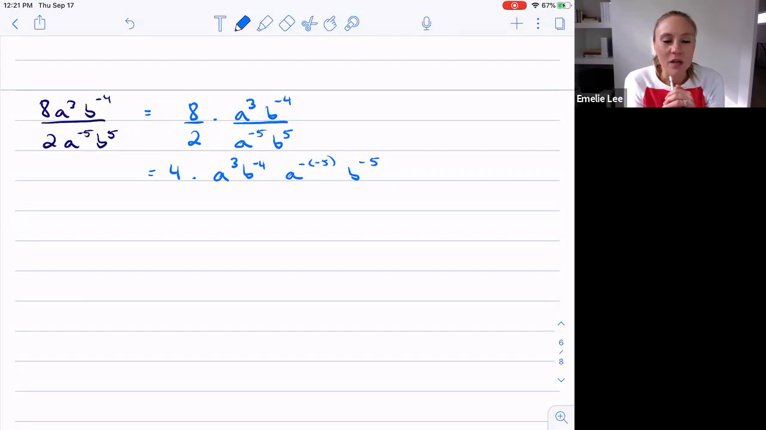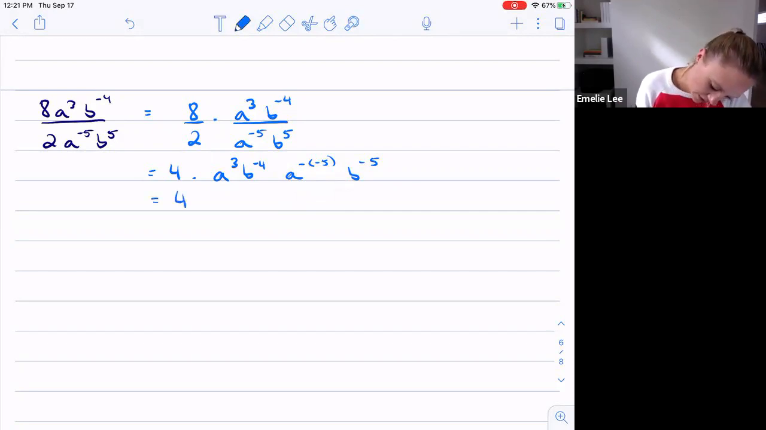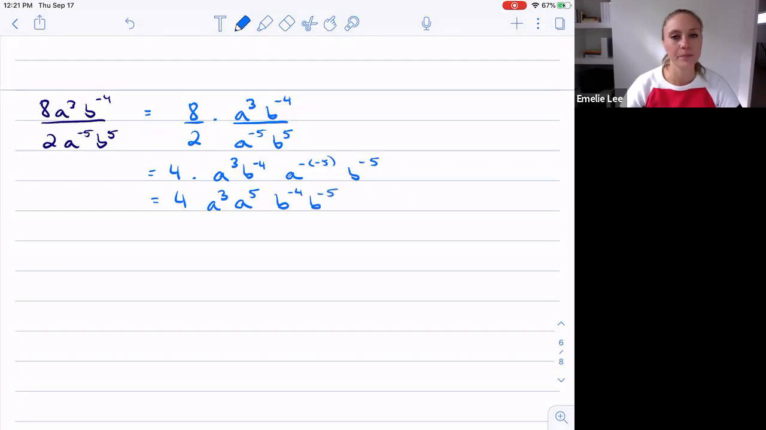So we want to keep in mind that we can only collect these, and we can only consolidate them, if they have the same base. So I'm going to put my a's together and then my b's together. So I've got 4, and then I've got a to the 3 times a to the, and I'm going to just make my negative 5 just positive 5. And then I've got b to the negative 4, b to the negative 5.